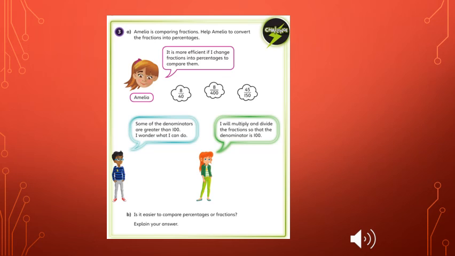So it says, some of the denominators are greater than 100. I wonder what I can do. And it says, I will multiply and divide the fraction so that the denominator is 100. So have a go at that. And then part B says, is it easier to compare percentages or fractions? Explain your answer. So have a go at those once you've done your work in your Power Maths books.